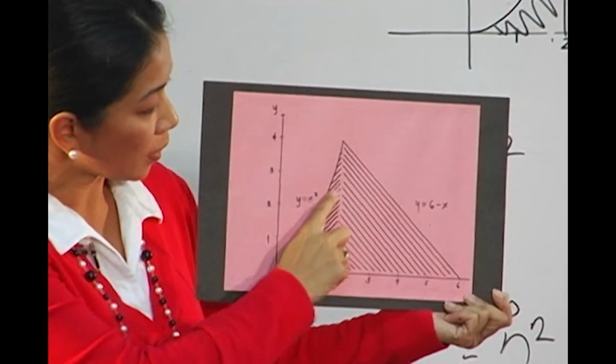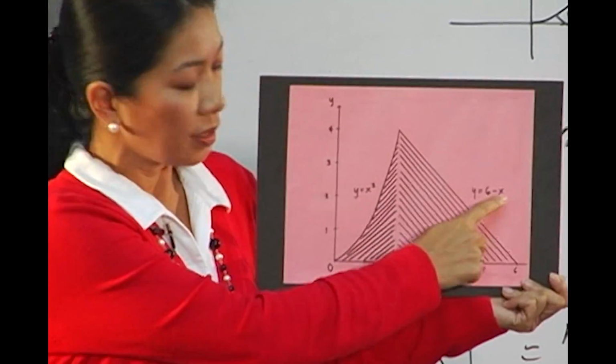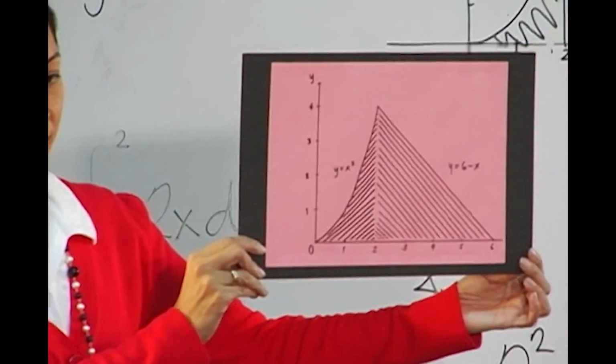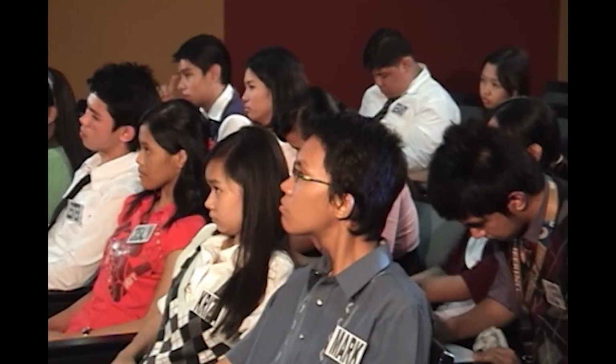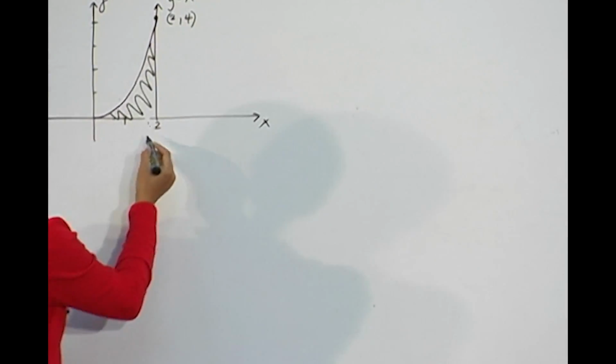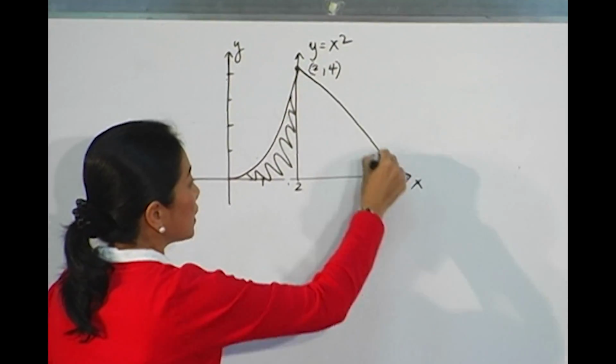Y equals x squared up to that tip. From that tip it goes down via 6 minus x. Can you all see? Yes. I'll sketch it on the board. It's just like this, except that we have 6 minus x.